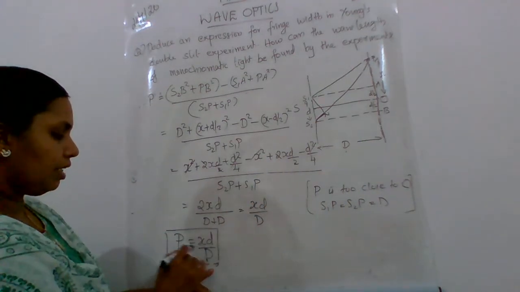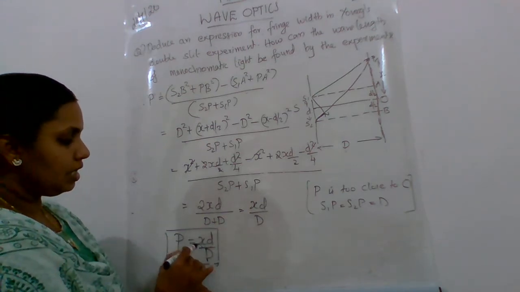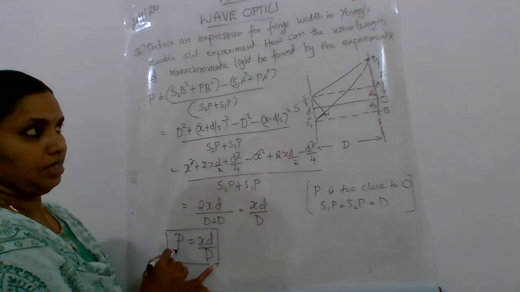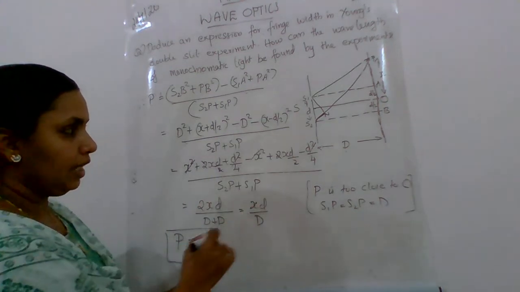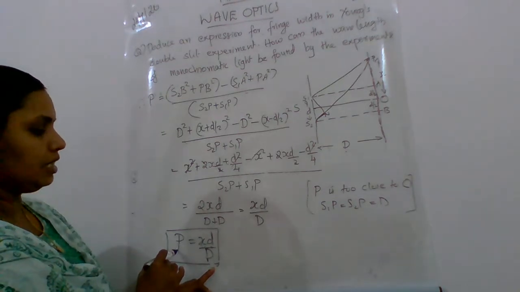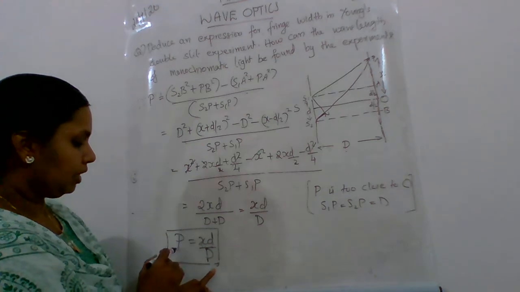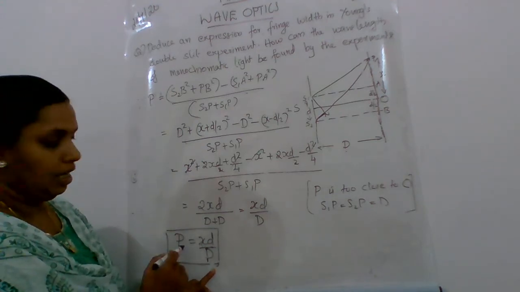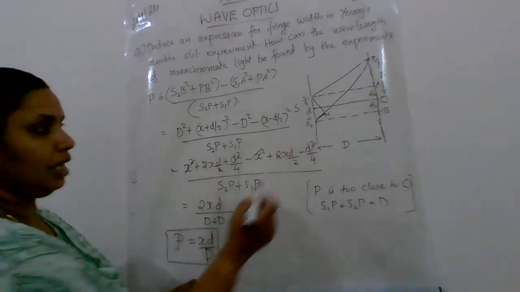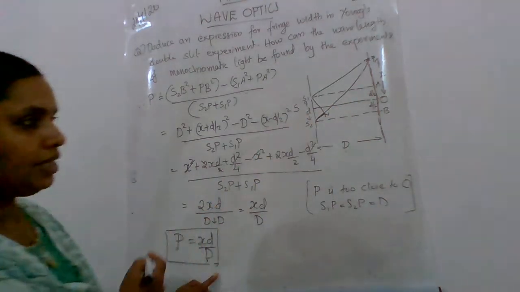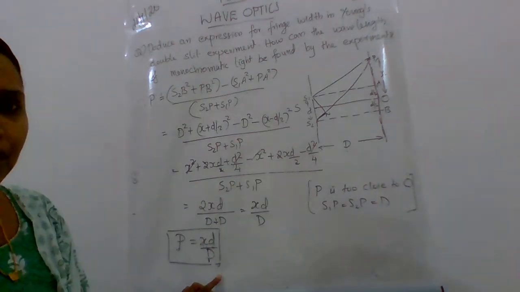So from here itself we can see how the path difference varies. As x increases, the path difference increases. If the distance between the slits increases, the path difference increases. And if D decreases, the path difference increases. The path difference and D are inversely proportional. If the screen comes close, the path difference increases. If it is going far, the path difference decreases.